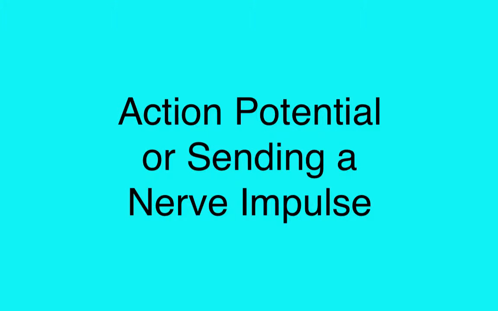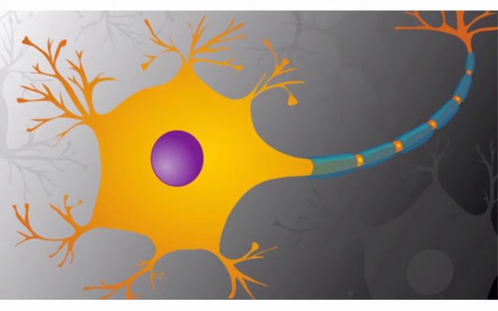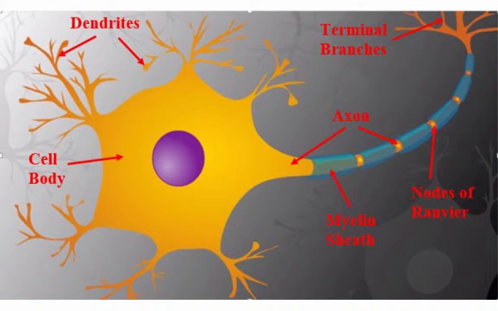This tutorial video will look at the events to produce an action potential or nerve impulse. This is a typical neuron with dendrites, cell body, axon, myelin sheaths, nodes of Ranvier, and terminal branches.